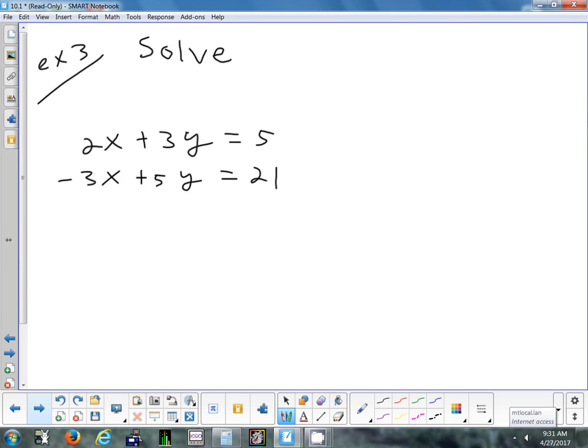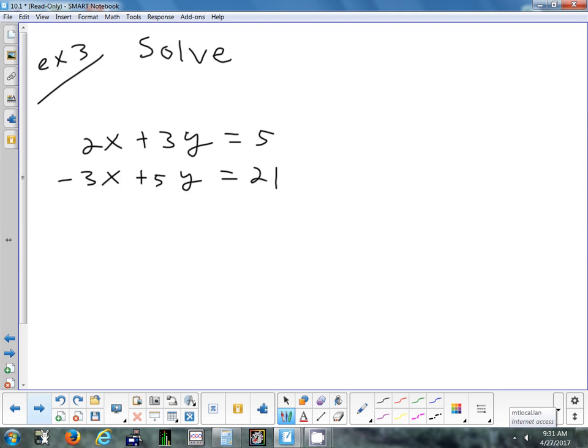All right, so let's look at this one. In this problem, could we get away with just multiplying one equation only? And I don't want to use fractions. No. 3 is not a multiple of 5. 2 is not a multiple of 3. We can't really do that.